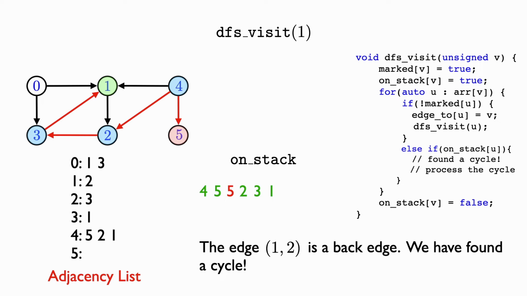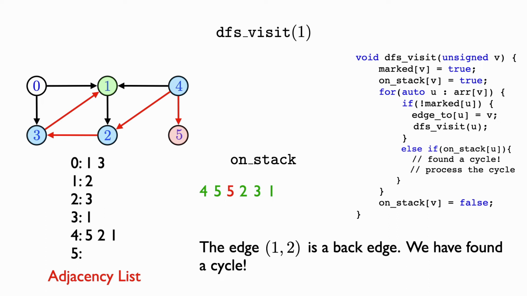But vertex 2 is already marked, so the if statement is not satisfied, and we're not going to go visit vertex 2. But vertex 2 is still on stack, right? You see we have a green 2 in the on stack, and it hasn't been closed with a red 2. And you can also tell from the picture that vertex 2 in the graph is colored in blue.